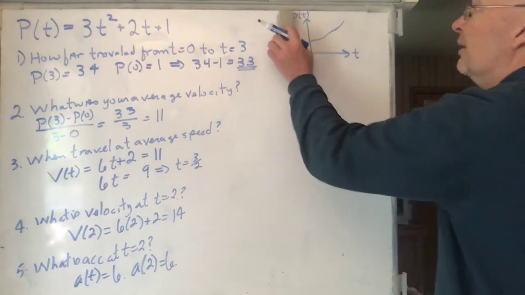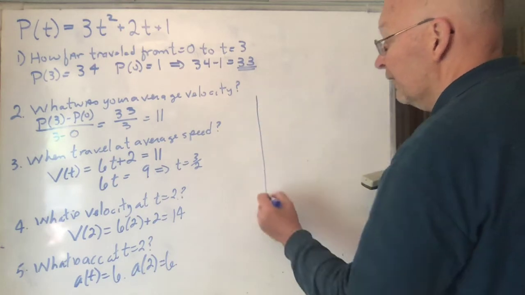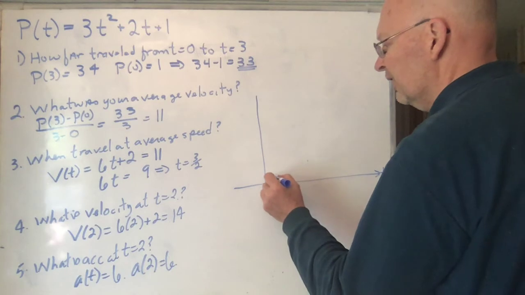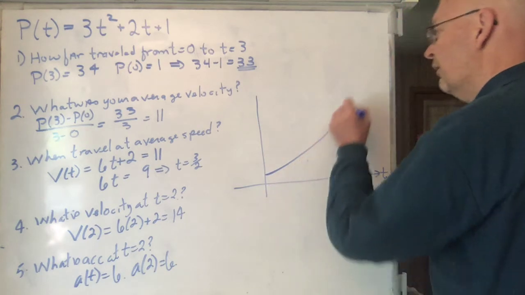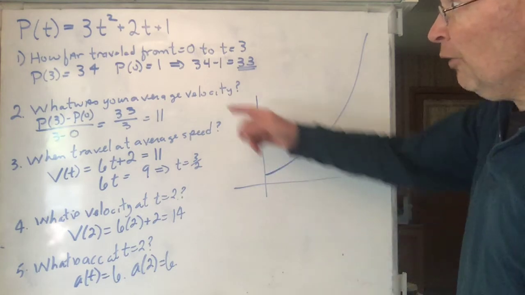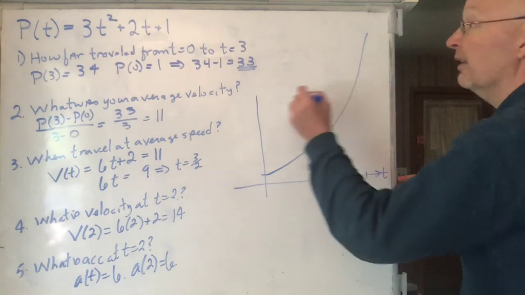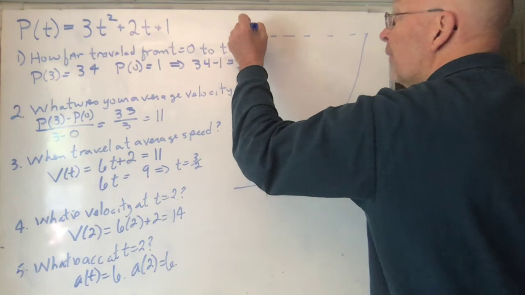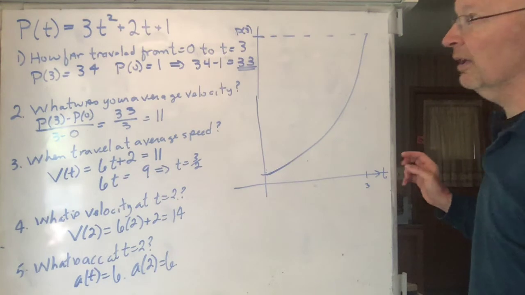And now let's just make sure you understand how those tie in with the graph here. Here's your graph. Here's t. P of t is going to be something roughly like this. At time equal to 0, it starts at 1. It's going to be somehow increasing. And how far did you travel from time equal to 0 to time equal to 3? Here's 3 right there. There's P of 3 right there. So the distance from here to here is how far you traveled.